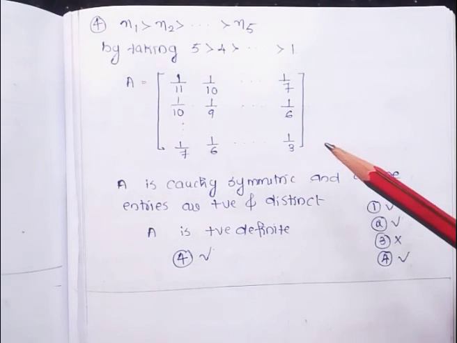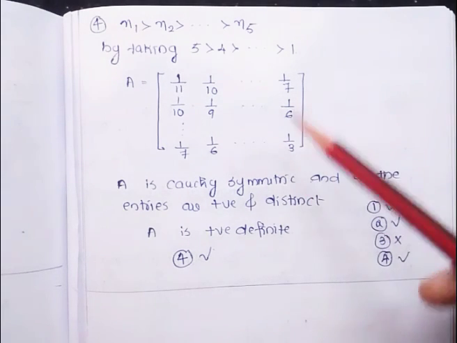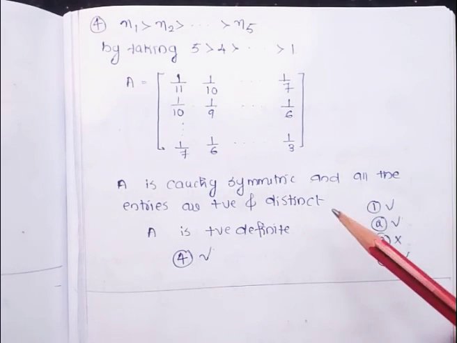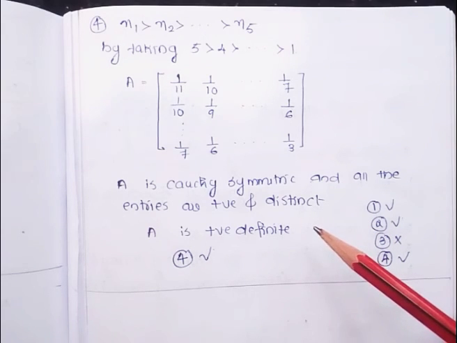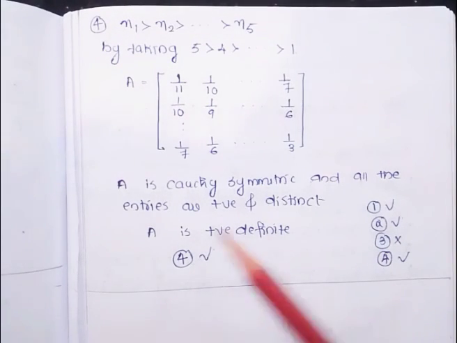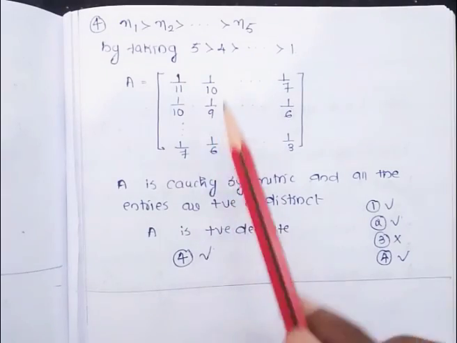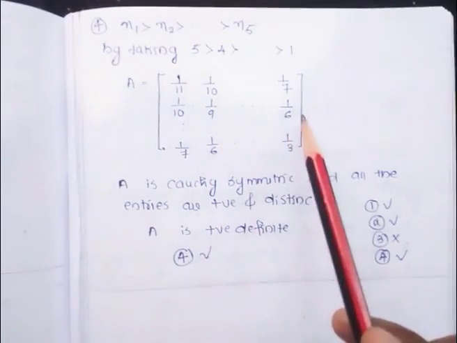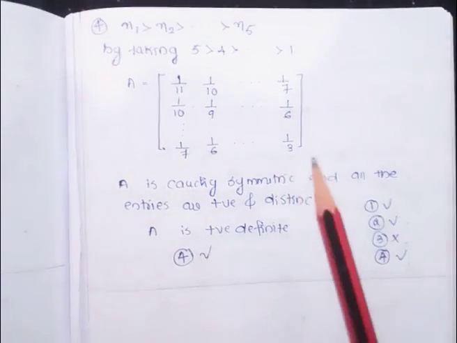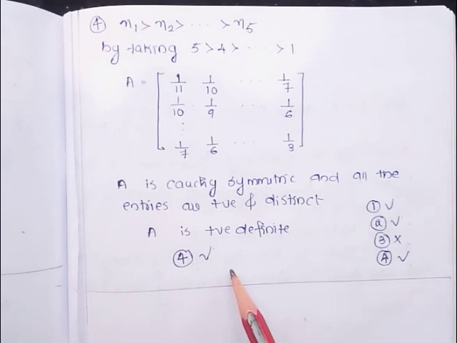And by using the definition of a Cauchy symmetric matrix, it is a Cauchy symmetric matrix, and all the entries are positive and distinct. Therefore we can conclude that A is a positive definite matrix. Therefore our fourth option is also correct. Or otherwise we can check whether all the leading principal minors are positive or not. For this matrix all the leading principal minors are positive. Therefore we can also say that A is a positive definite matrix. So the correct options of this question are option number 1, option number 2 and option number 4, and our third option is a wrong option.